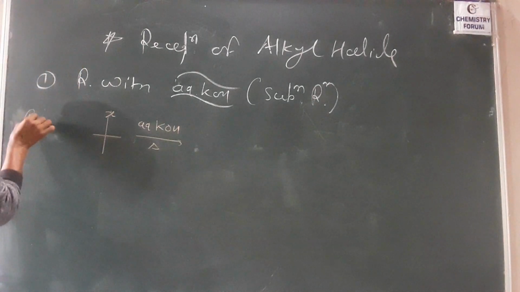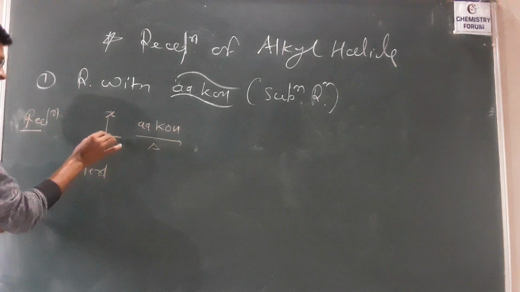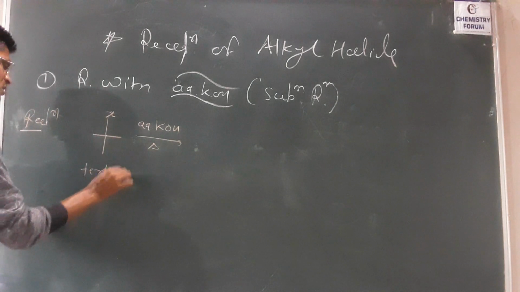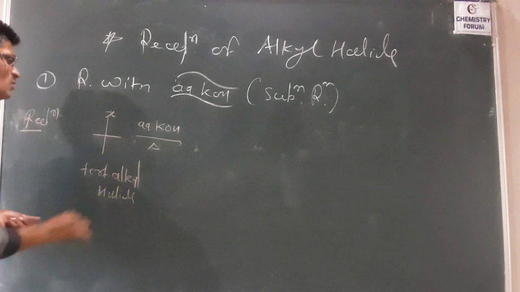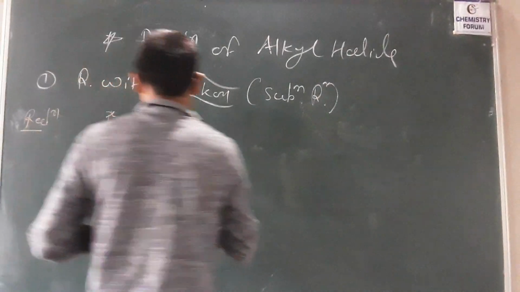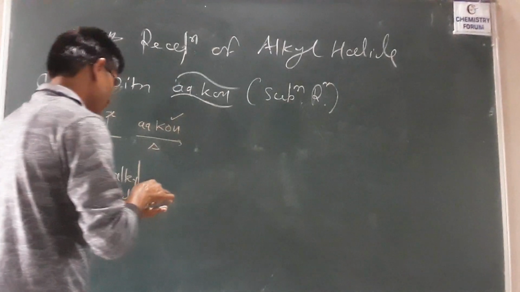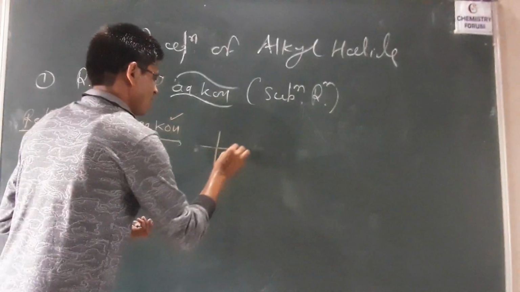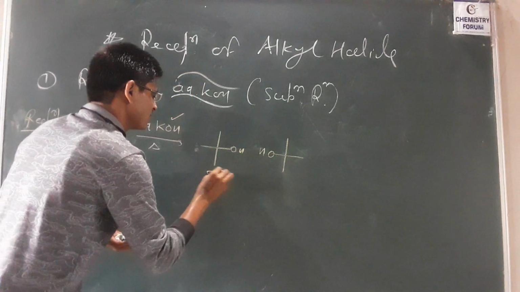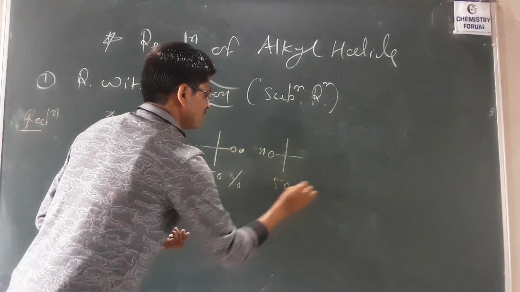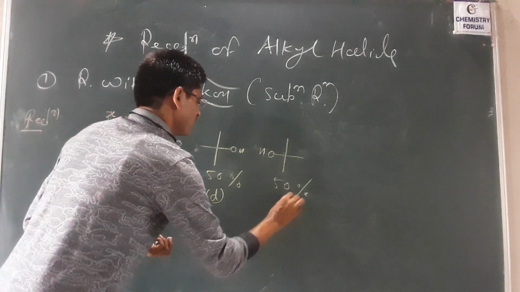So what is the reaction? This is a tertiary carbon atom, a tertiary alkyl halide. It is reacted with aqueous potassium hydroxide. In the product, a hydroxy group forms on either side, 50% and 50%. Okay, we will explain it. One is dextro and the other is levo.